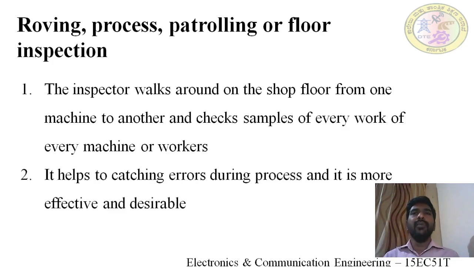One example is a traffic police. The traffic police moves around the road from one traffic station to another traffic station, and finds out whether anyone has violated the traffic rules or not. They know, and there only they put the fine. See, this is an example for roving or floor or patrolling inspection.